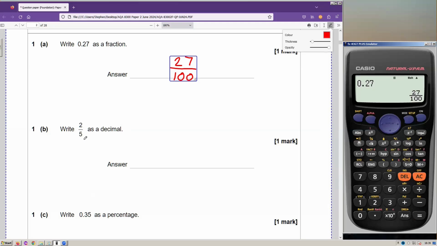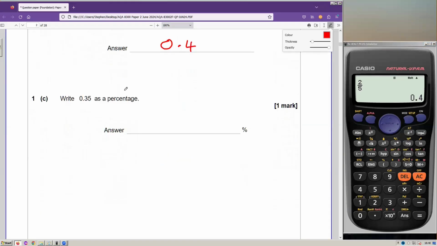Similarly, we've got write 2/5 as a decimal. Well, that is going to be 0.4 because 1/5 is 0.2. But again, we can use this. Let me just clear this. This time we put the fraction in. 2 over 5, go equals, and then this time we SD and we get 0.4.